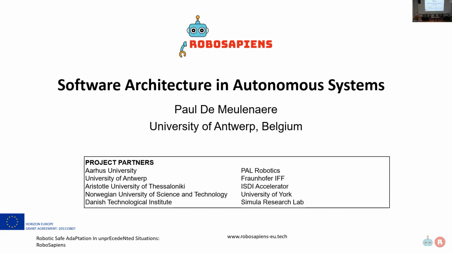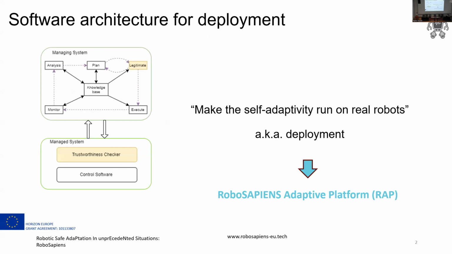And yeah, the title tells it. I will speak a little bit about software architecture in autonomous systems. It's all about autonomous systems this afternoon. In the meantime, you know what it is, but now software architecture. Software architecture is a concept that can cover many different things. I will only talk about software architecture for deployment.